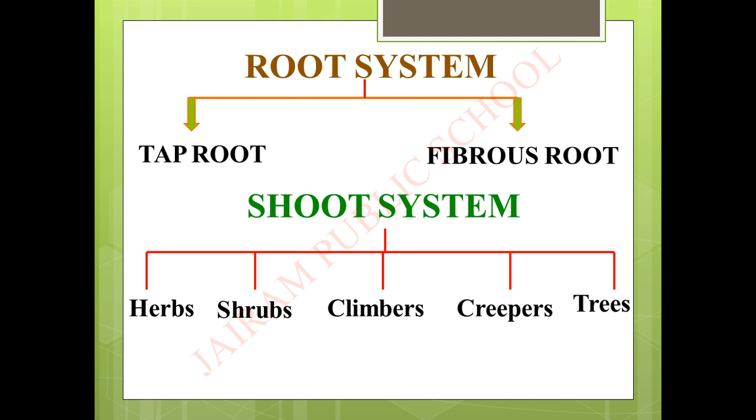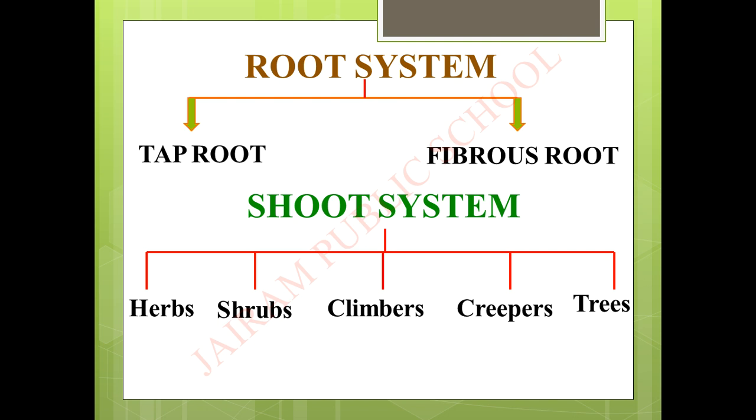Next, climbers. Climbers have a weak stem that cannot grow upright on its own. They depend on other structures or plants for support. Example, grapevine, pea plant and money plant.